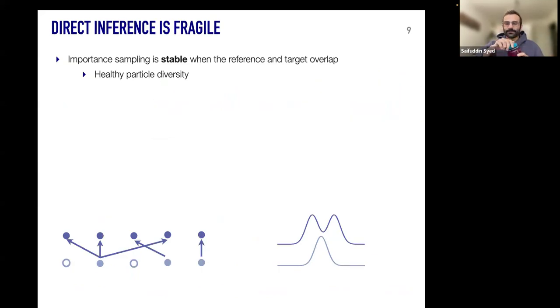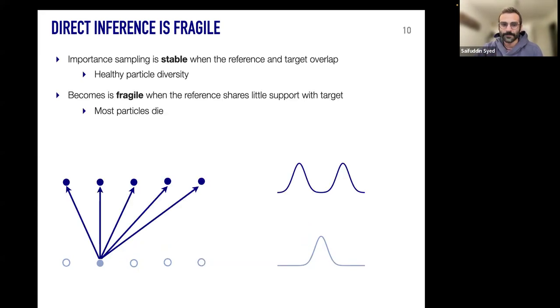So the issue with these methods, though, is that this works really well when the reference is close to the target. So if the target is a small perturbation away from the reference, this is going to be quite stable and robust. And you're going to get a healthy particle diversity after everything's said and done.